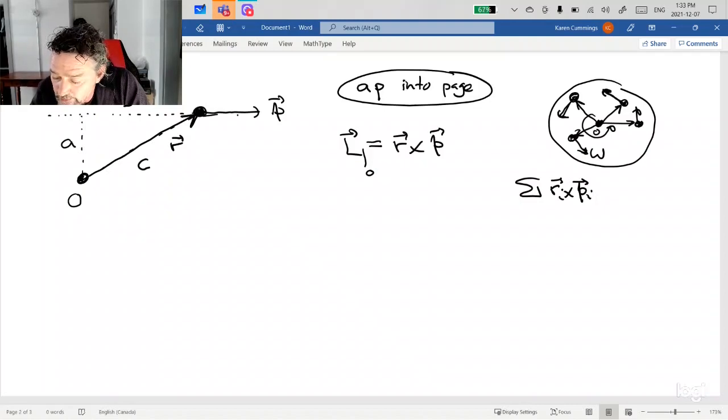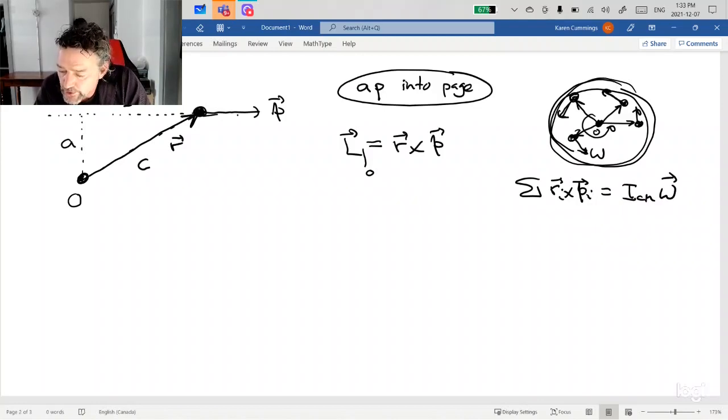And I add them all up. And what you get when you do that, if it's this object of high symmetry here and so on, then it just turns out that that's the same thing as I_CM times omega. Okay? But in general, this is not true. You have to do this. And only in special cases do you get something like that coming up.